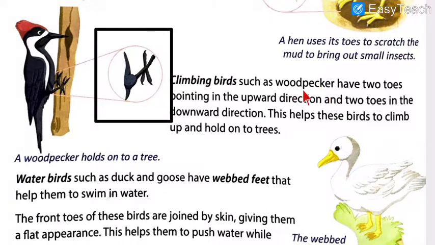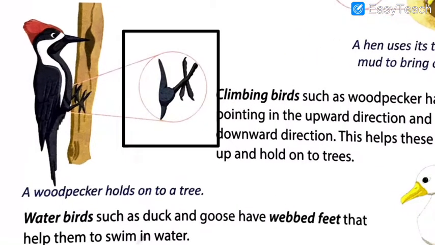So the example given is the woodpecker. A woodpecker holds on to a tree with the help of this kind of toes. This helps these birds to climb up and hold on to the trees. So they are easily able to climb up and climb down the trees because they have such kind of toes. They can easily maintain the grip on the trees.